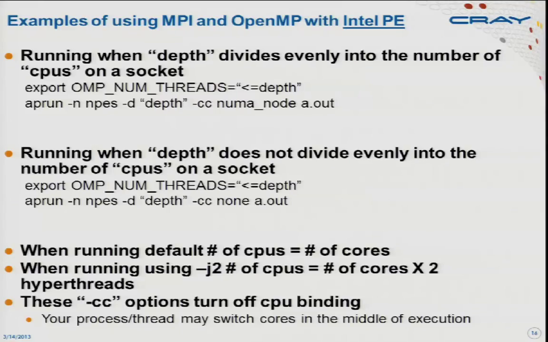So the way we do that is a little bit tricky. When running with a depth, and this is the -d option, when running with a depth that divides evenly into the number of CPUs on a socket, which is what I recommend, right? There's 8 or 16, depending on single stream or dual stream, on a socket. If it divides evenly into that, then on your app run command, your OpenMP environment variable can be less than or equal to depth. I don't care if you can spread out.